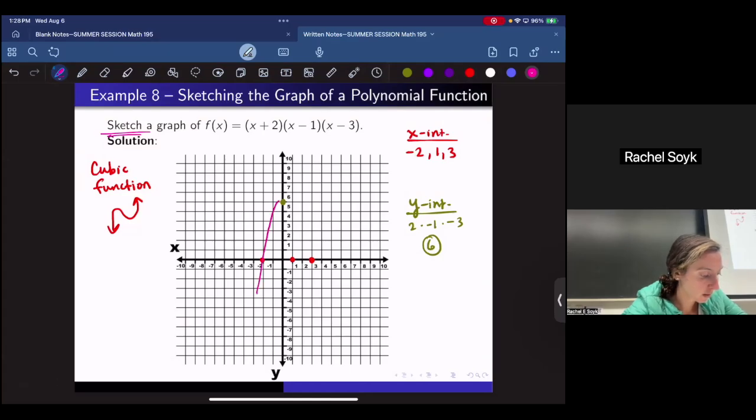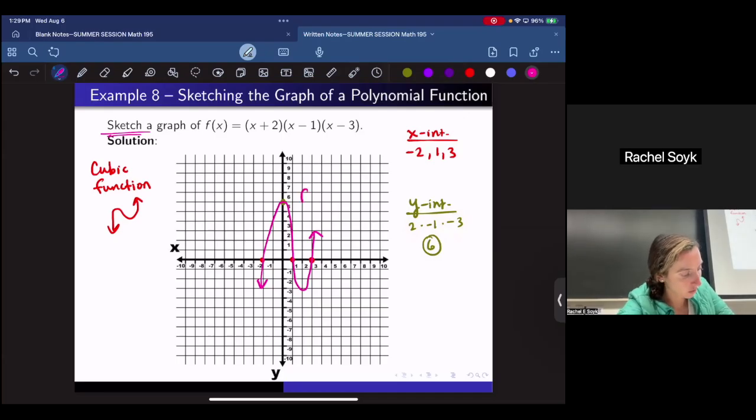Is it multiplication or division? What do you mean? Oh, it's multiplication. For finding your y-intercept? Yeah, multiplication, because the parentheses aren't being added. 2 times -1 is -2, times -3 is +6. Right, multiplication. And that's it. So that's your sketch.